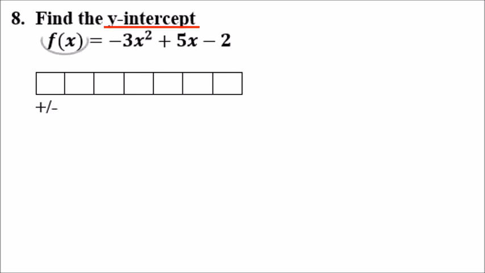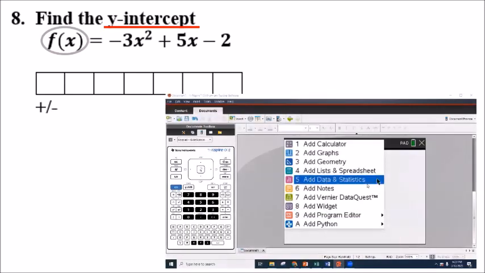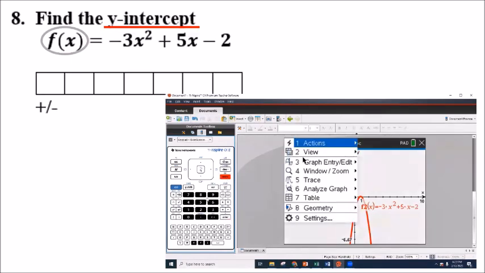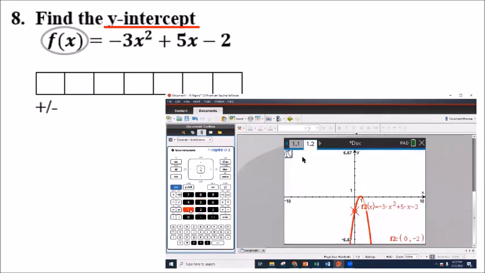Or if you notice that it said f of x, you immediately think to graph it. Or just knowing that you're looking for the y-intercept, you know that graphing it is the easiest way to do that, just by getting a good visual. So we're going to go in and add our graph. Minus 3x squared plus 5x minus 2. When I graph that, I'm going to use menu 5-1 to trace my graph.